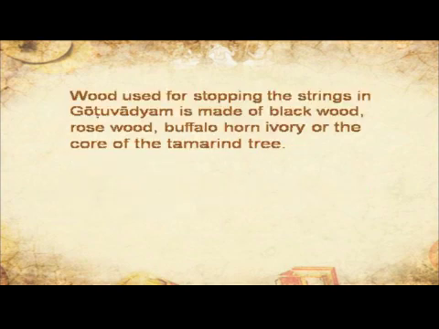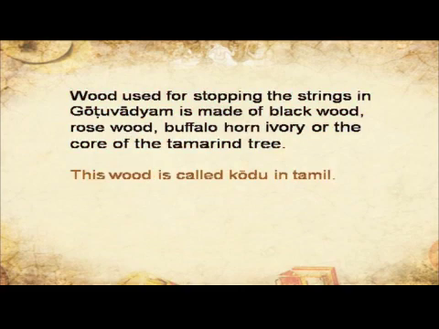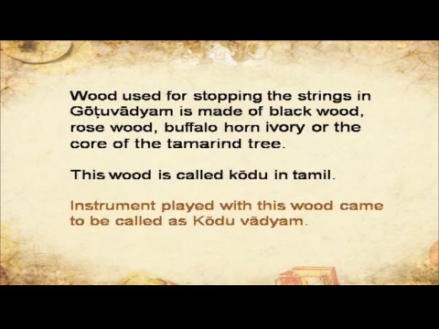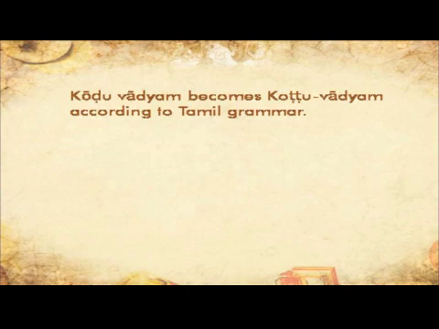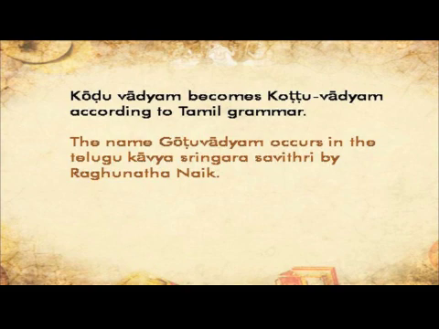The wood that is used for stopping the strings in the gotuvadyam is made of blackwood, rosewood, buffalo horn, ivory, or the core of the tamarind tree. This wood is called kodu in Tamil. An instrument played with this wood came to be called koduvadyam. Koduvadyam becomes kottuvadyam according to Tamil grammar. This name Gotuvadyam occurs in the Telugu Kavya Sringara Savitri, written by Raghunatha Nayak in the early 17th century.